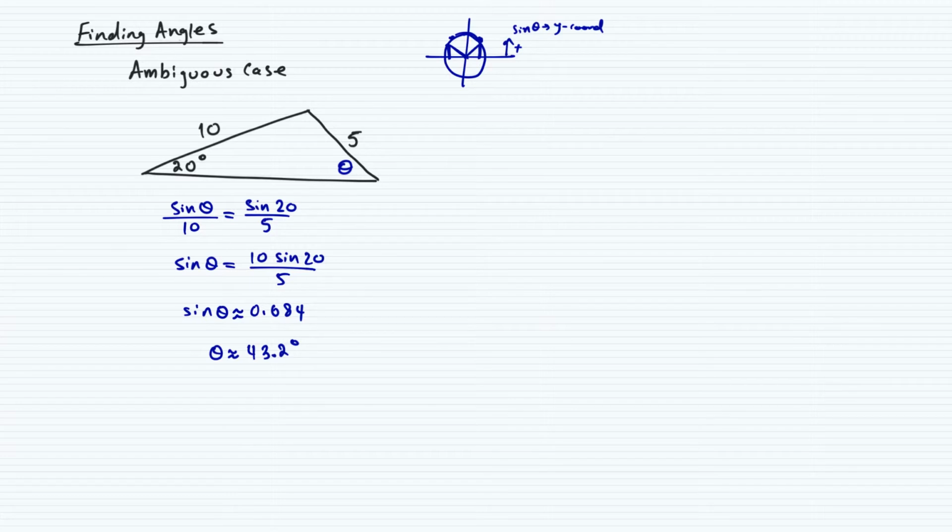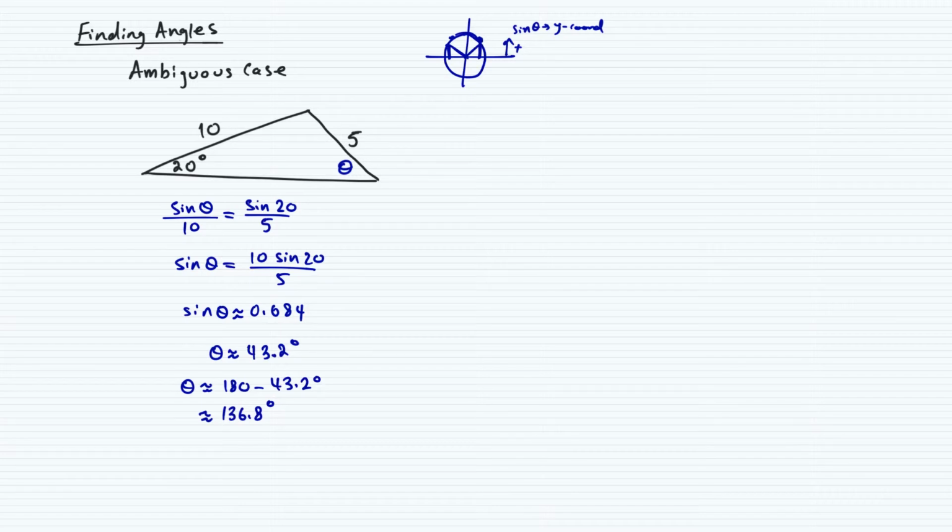And to find that, I know that the whole circle, one whole line, is 180 degrees, and if this is 43 degrees, the angle from here to here is 180 minus 43.2. So theta is also approximately 180 minus 43.2 degrees. And this will give me 136.8 degrees.